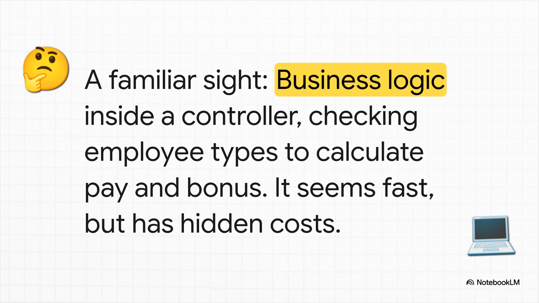So let's paint a picture with a super common scenario. You've got an employees controller in your app. The business folks come over and say, hey, permanent employees get paid one way and contract employees get paid another. So what's the fastest way to get this done? You just slap an if-else block right inside that controller. If the employee's type ID is 1, okay, they're permanent, calculate their pay. If it's 2, they're a contractor, do their logic. Ship it. Done, right? Well, not so fast.